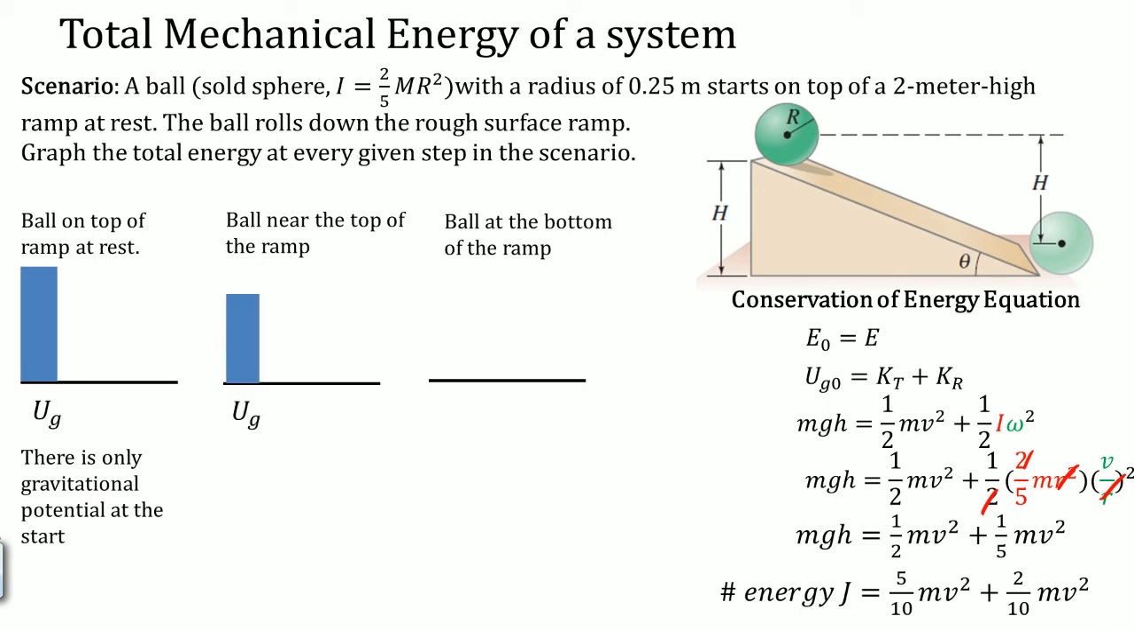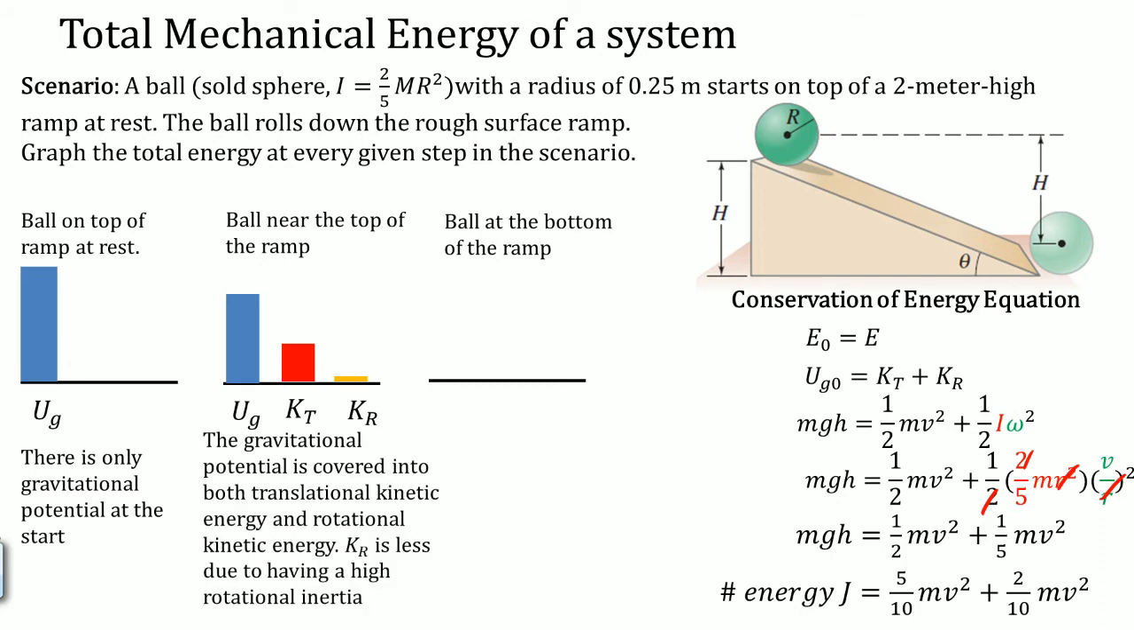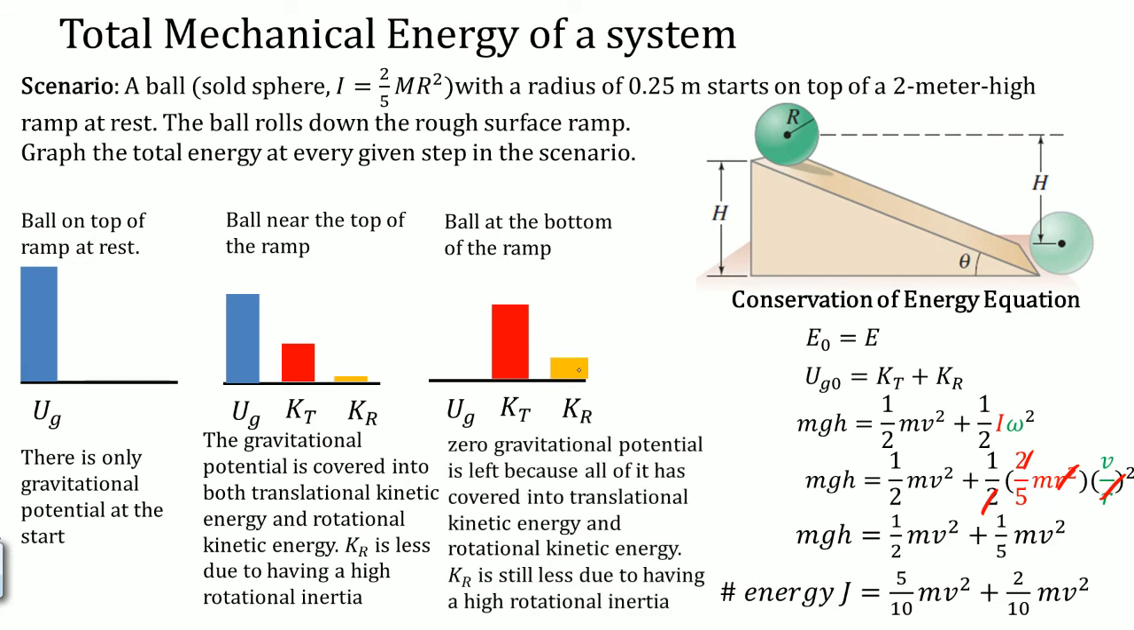So notice near the top, it has more kinetic energy and it has much less rotation because the gravitational potential is converted into both the translational kinetic energy and the rotational kinetic energy. The rotational kinetic energy is less due to having high rotational inertia. Here's U at the bottom, which is nothing. It's all kinetic and a little bit more rotational kinetic energy, right? If you look at the math, this is the 1/5 part, the 5/10 mv squared part, right?